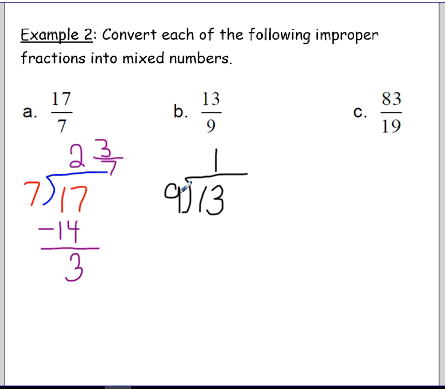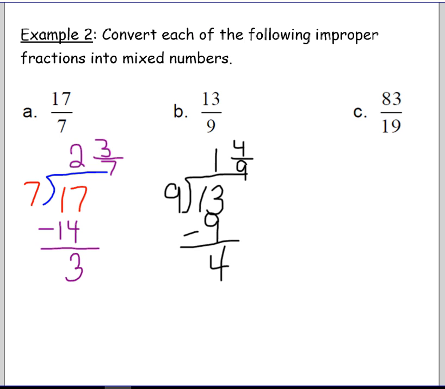So 1 times 9 is 9. So let's take 9 away from 13 and see what we have left over. We have 4 left over. So 1 remainder 4 is the same as 1 with 4 as our numerator. And then again, we look and see that we had 9 as a denominator. So that stays the same. So 13/9 is equal to 1 4/9.